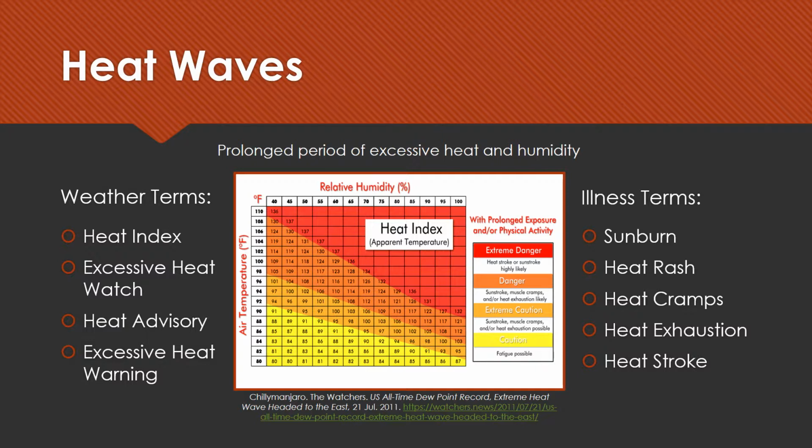Signs of a heat rash include red clusters of small blisters. They look like pimples. What to do during a heat rash is to stay in a cool, dry place, keep the rash dry, and use powder to soothe the rash.